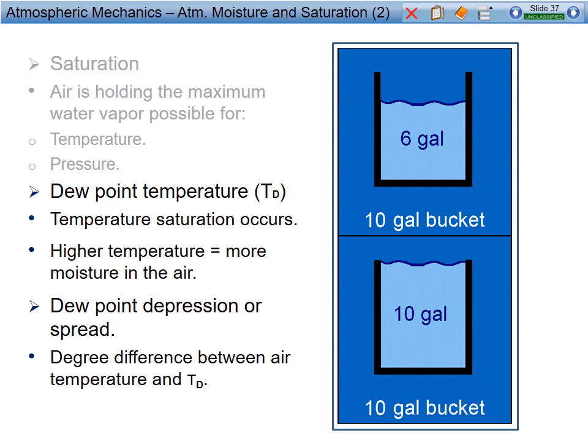Once that bucket becomes filled up, and this could happen by evaporating more moisture into the air or lowering the temperature of the air, then it will again become saturated when it is holding all of the moisture it can possibly hold. The difference between the actual temperature or current temperature and the dew point temperature is called the dew point depression or dew point spread.